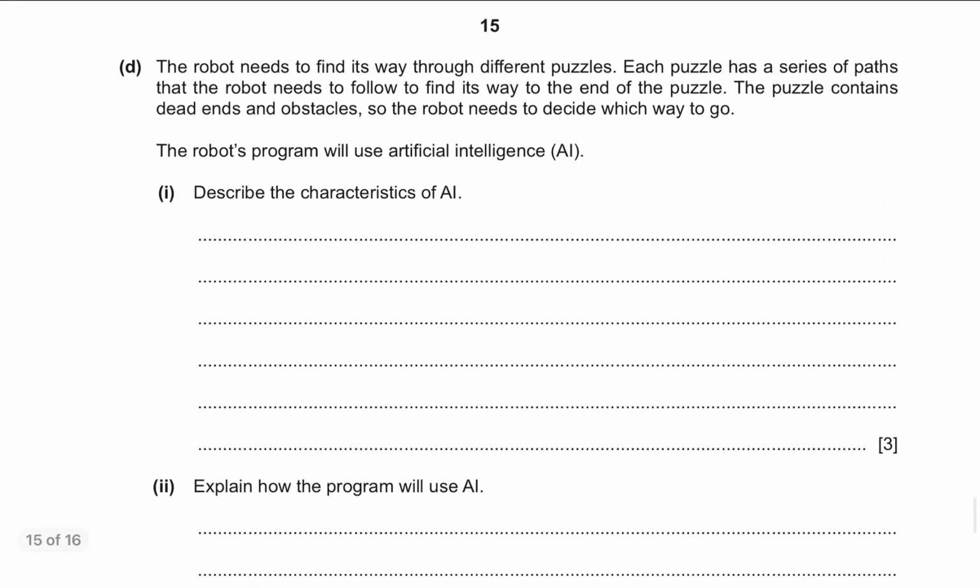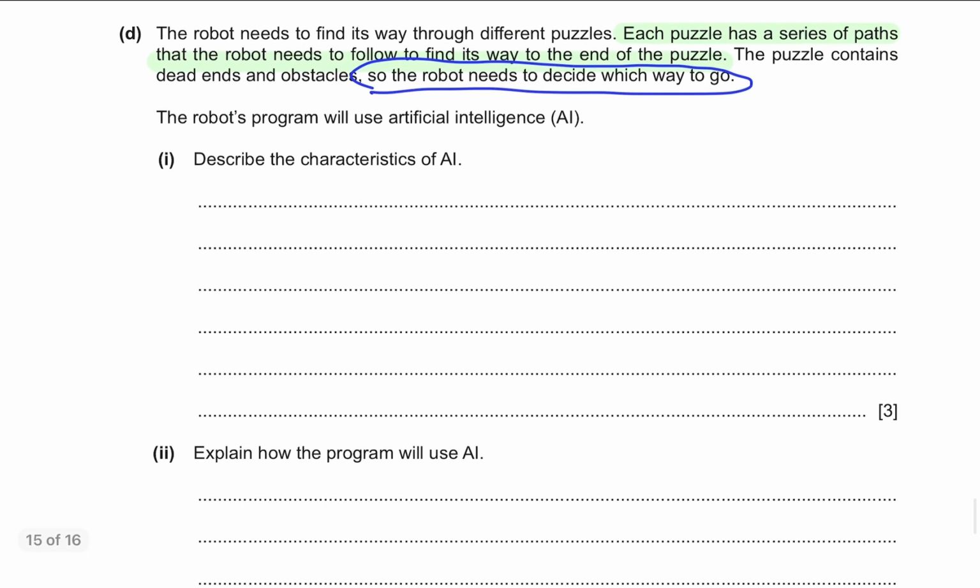Now, artificial intelligence, there's one more topic. It says that the robot needs to find its way through different puzzles. Each puzzle has a series of paths that the robot needs to follow to find its way to the end of the puzzle. The puzzle contains dead ends and obstacles, so the robot needs to decide which way to go. The robots will use artificial intelligence. Describe the characteristics of AI.